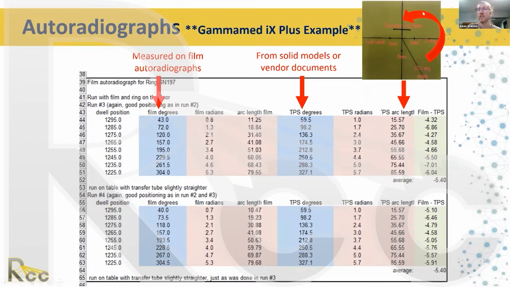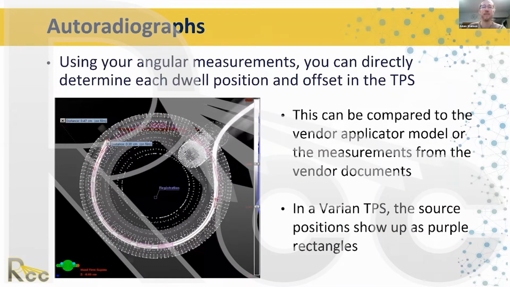And again, just make sure that you specify the direction of that difference and where those angles come from. So with autoradiographs, using your angular measurements, you can directly determine each dwell position and offset in the TPS. So here's a dwell position, and you go to the center of the source. You can see exactly what that offset is supposed to be.